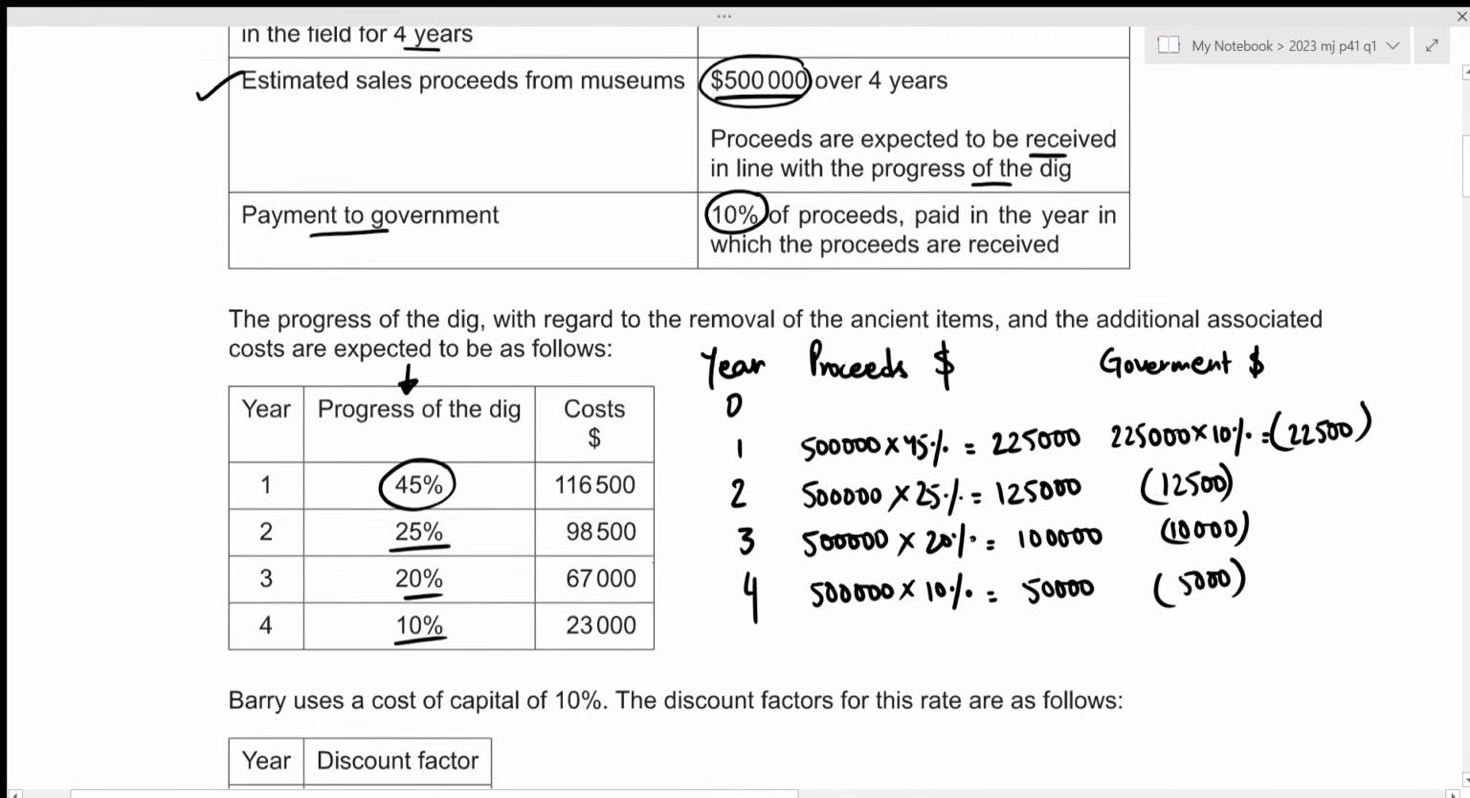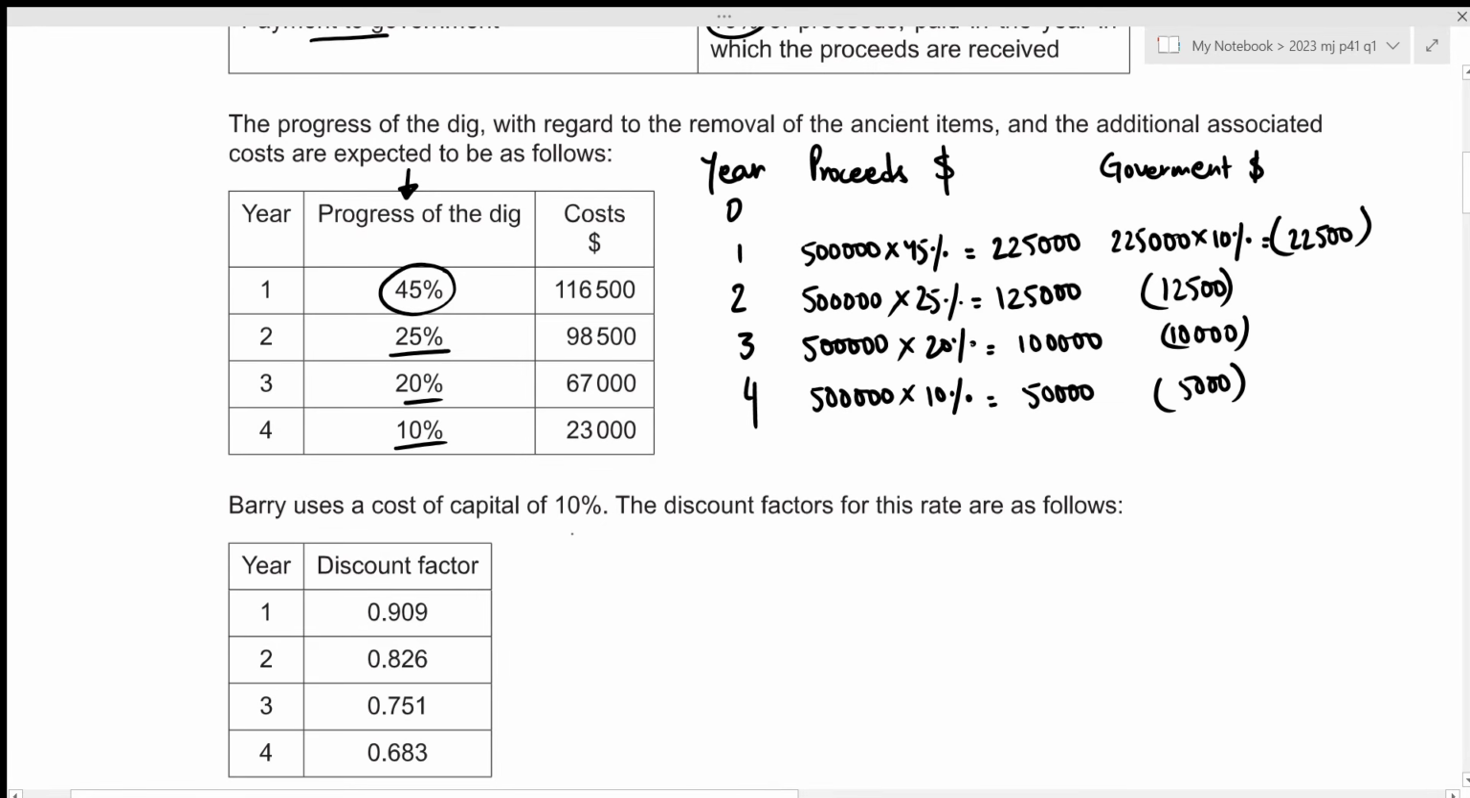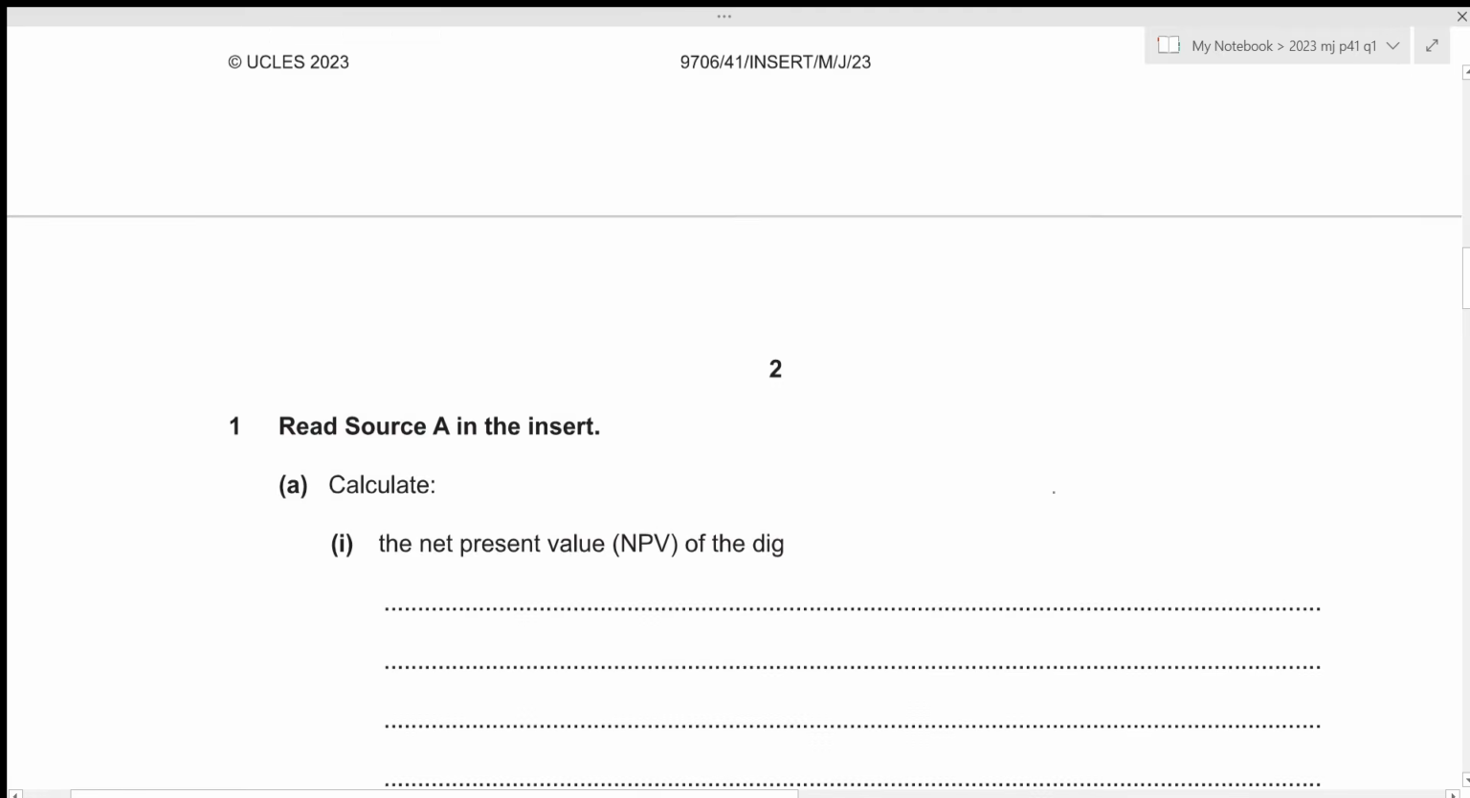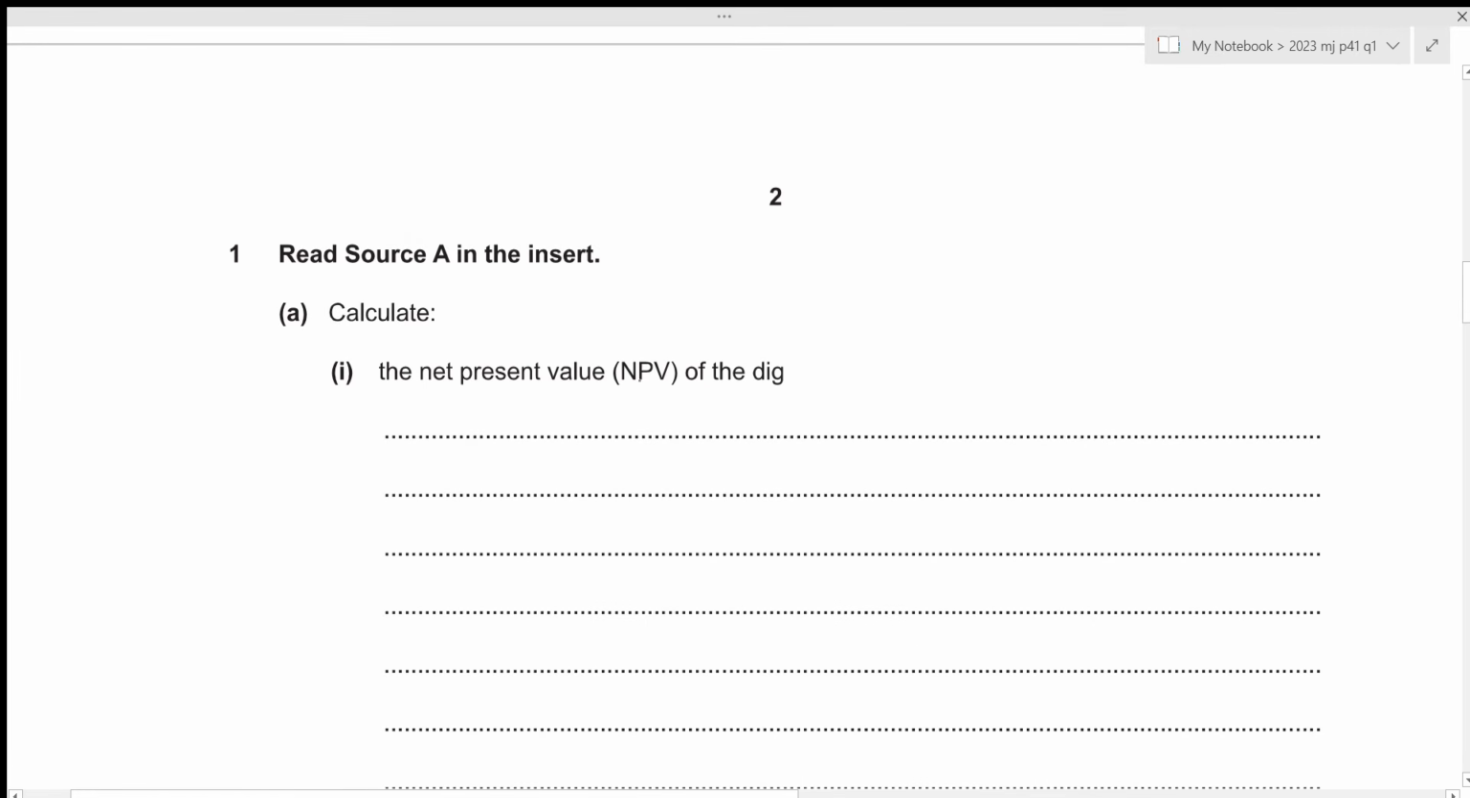All right. Now, Barry uses a cost of capital of 10%, and the discount factors for this rate are as follows. Let's have a look at our first question. We need to calculate the net present value of the dig. All right, let's write down our years. That's 0, 1, 2, 3, and 4. We can just start with our net cash flows.